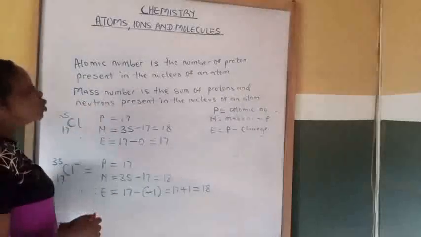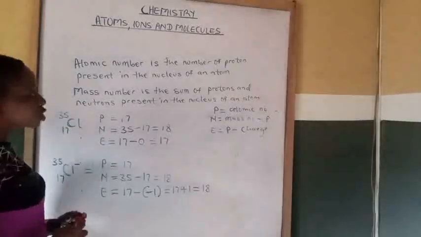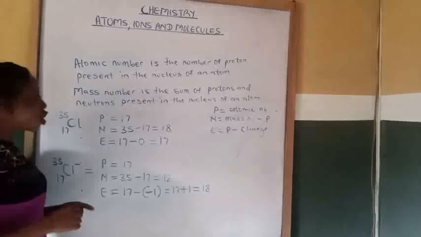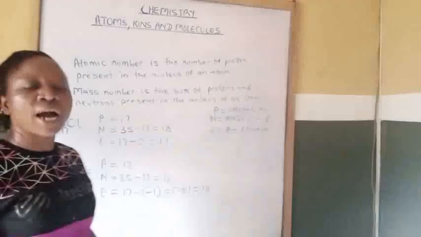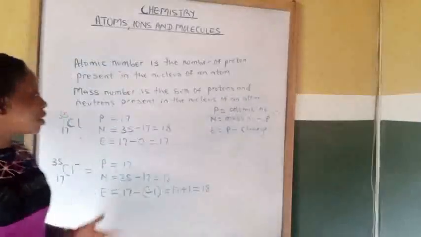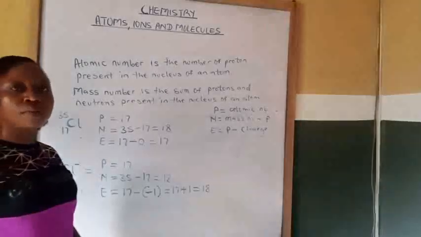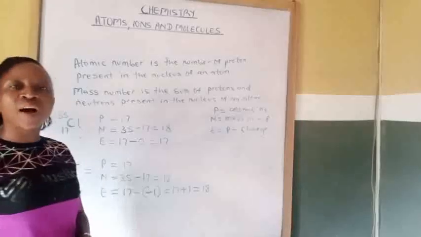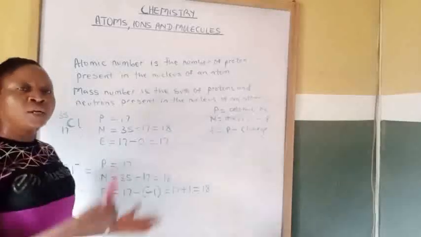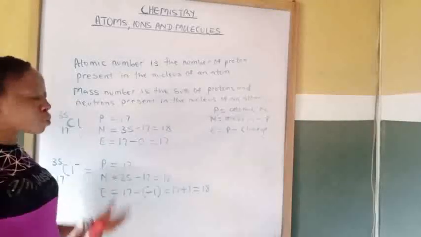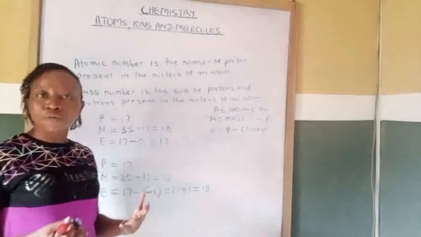So that is how to calculate the number of protons, neutrons, and electrons for an atom and for an ion. The atomic number is the same thing as the number of protons. The mass number is the sum of protons and neutrons. The number of electrons is the number of protons minus the number of charge.